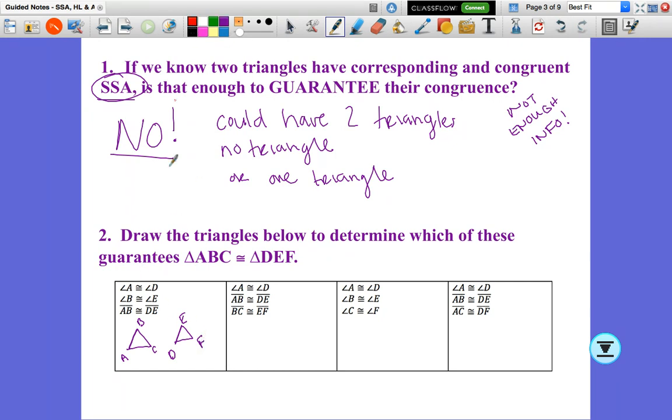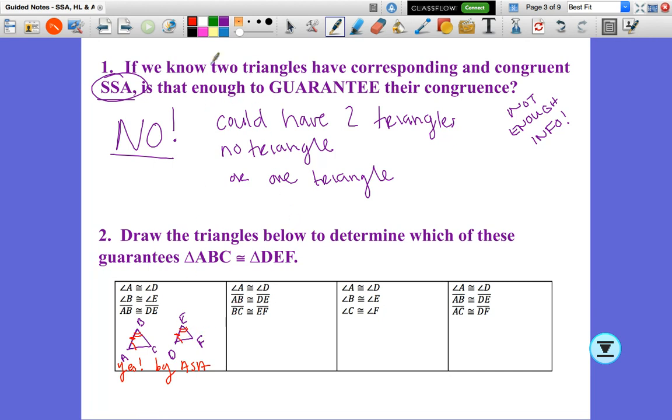So let's mark off what we're told. Angle A and D are congruent. A and D, and are they corresponding? Yes, they are. B and E, those correspond, are congruent. So I've got 2 angles, and then AB, that's the side between them, and DE, side between them. So are these congruent? Yes, by angle-side-angle. 2 angles and the side between them.